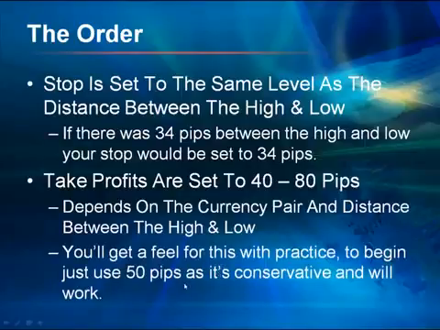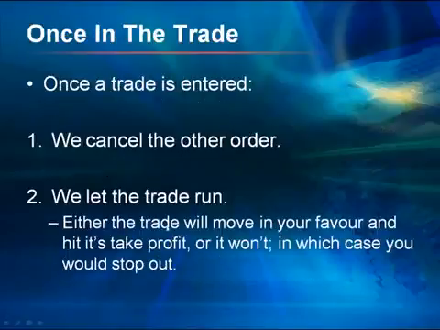When you're just starting out, if you just want to use a number like 50 pips as your take profit level, that's conservative enough and it will work. And then obviously, since we're setting stop losses and take profits, once we're in the trade, everything is automated. We've set our order points ahead of time. The currency pair has moved in one direction or the other and broke out. One of our orders is triggered.